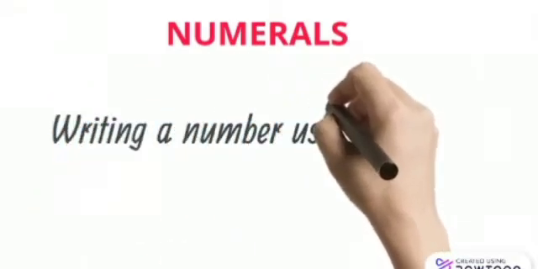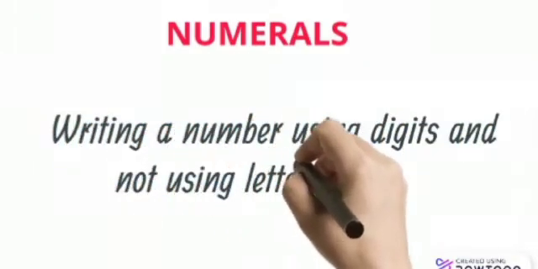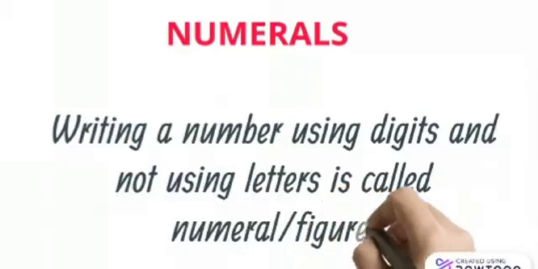Numerals. Writing a number using digits and not using letters is called numeral or figure. For example, to write this number name into numerals or figures, first we will write the place value chart, which is O stands for ones, T stands for tens, and H stands for hundreds. Now read the number written in words.